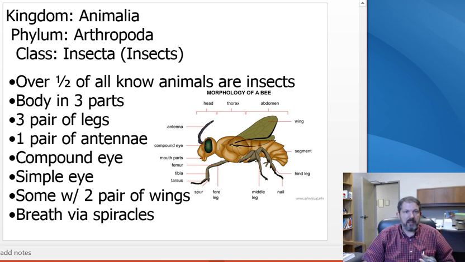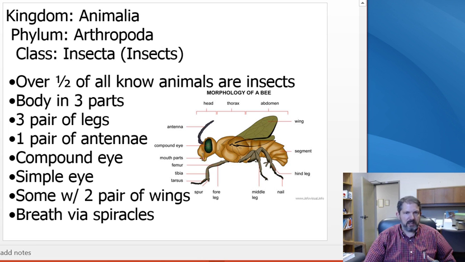There's so many insects out there. So how do you tell if it's an insect? Well, it's got 3 distinct body parts: a head, a thorax, which has legs attached to it and usually wings, and an abdomen. Head, thorax, and abdomen are the main parts of an insect.